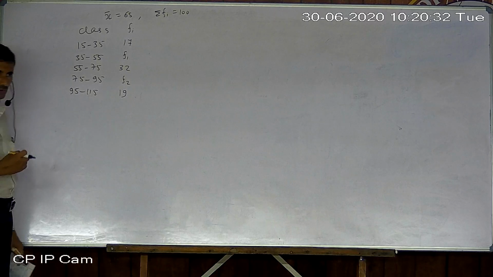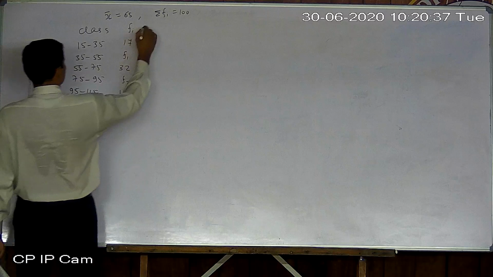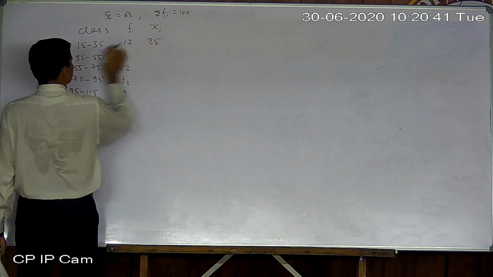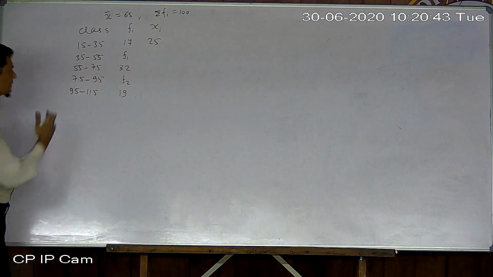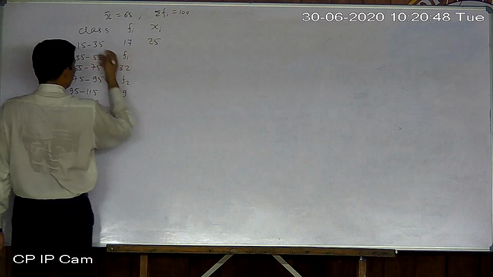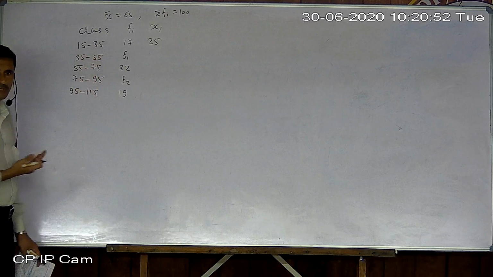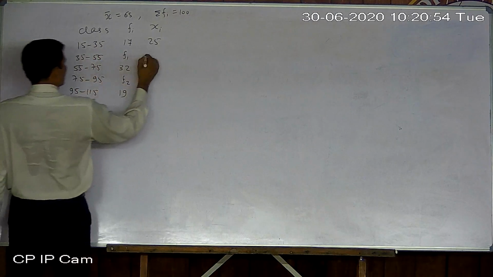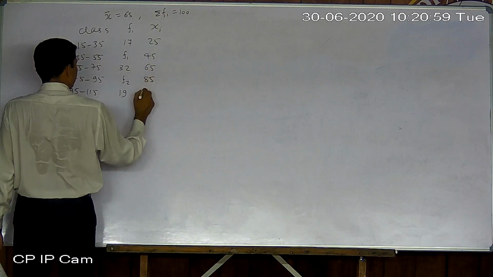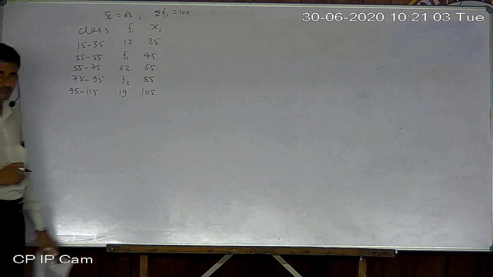We follow the step deviation method only here. So according to that, first of all find xi. So xi will be 25 here: 15 plus 35 is 50, divided by 2. Now add 20, 20, 20, because the class size is 20 only. So it will be 45, 65, 85 and 105. You know how to find xi.